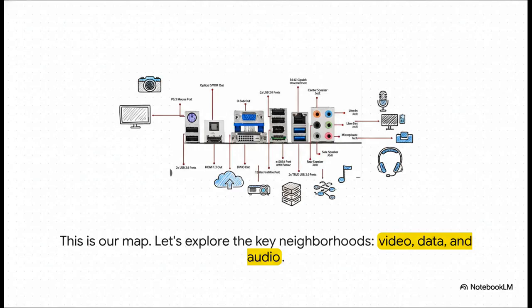Now, the absolute easiest way to understand this whole panel is to stop trying to memorize every single port. Seriously, don't do that. Instead, let's group them into three main neighborhoods: ports for what you see, ports for what you do, and ports for what you hear: video, data, and audio.